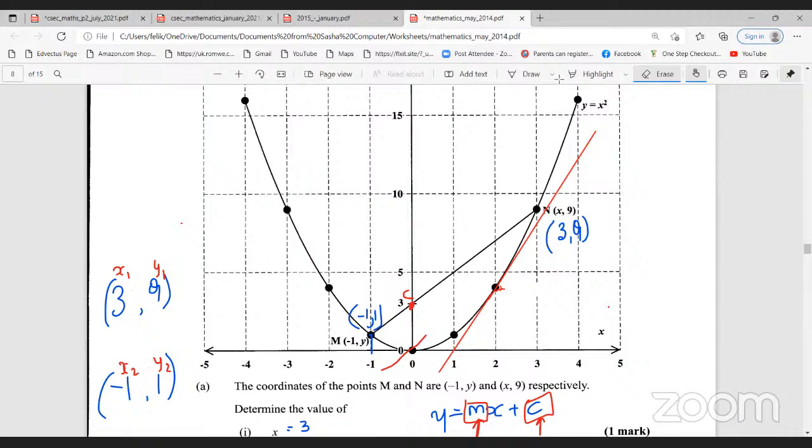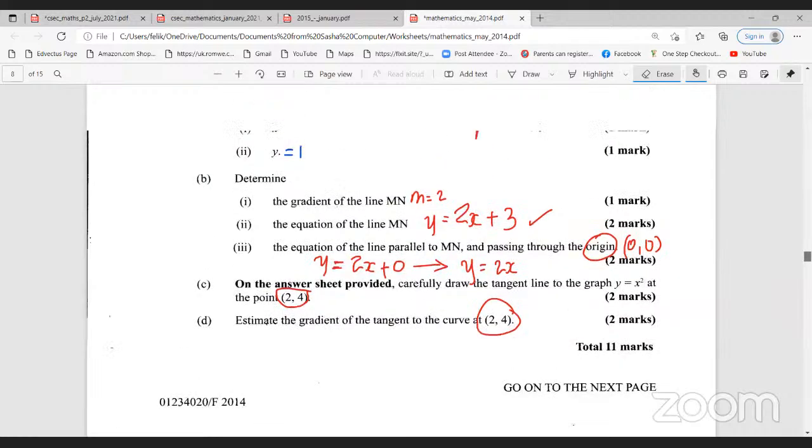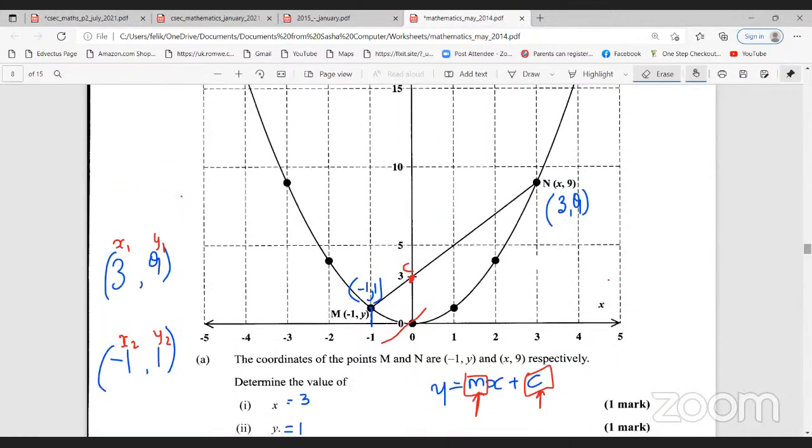All right, clear all drawing. And we're going to go with the last bit. Anything else there for us to do? Estimate the gradient to the curve. So draw it now. Now we need to estimate the gradient of the tangent. What would be the gradient of this tangent?